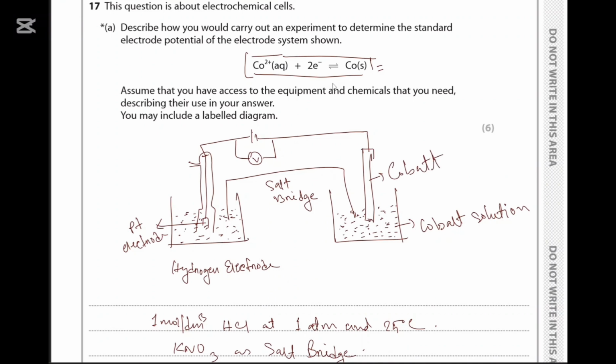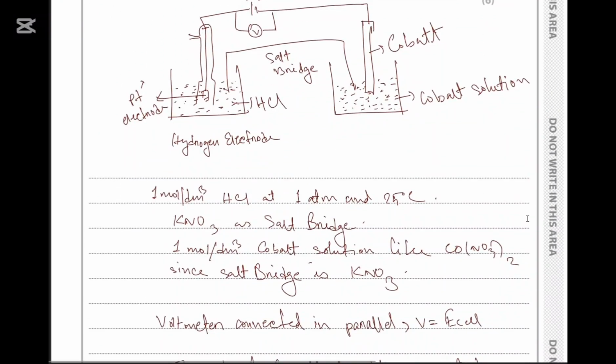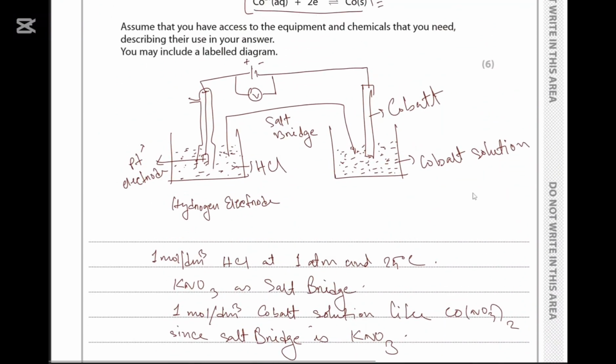It's a wire connected with this. It's a platinum electrode because we use platinum since it doesn't react with the hydrogen. Here we have HCl solution, and a salt bridge. So this is the basic setup. This is the cell, plus and minus, and a voltmeter is connected in parallel. For the standard hydrogen electrode, we need a concentration of 1 mole per cubic decimeter at 1 atmosphere and 25 degrees Celsius, which is room temperature.